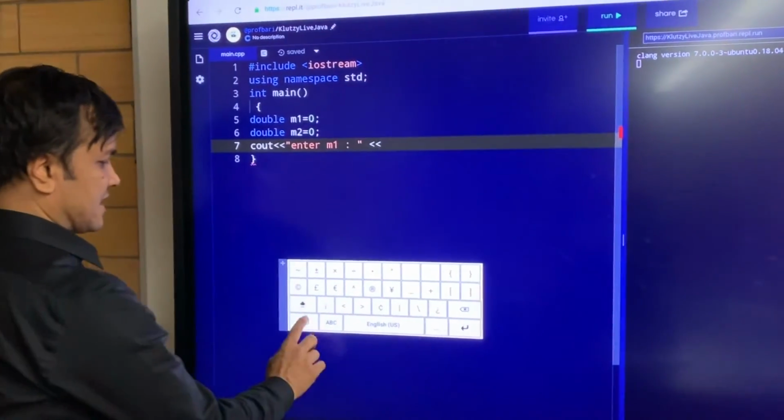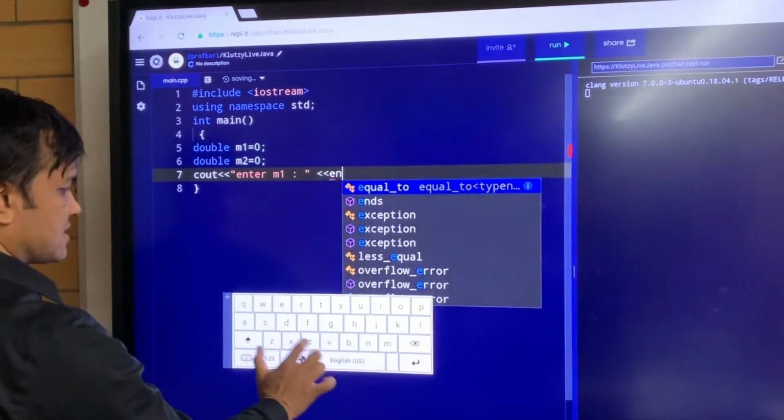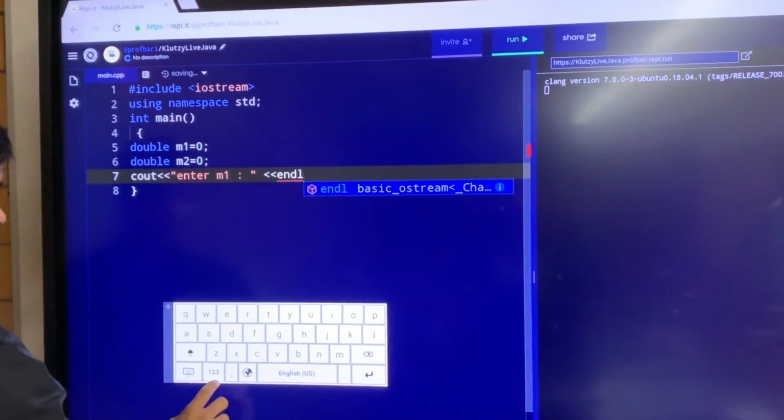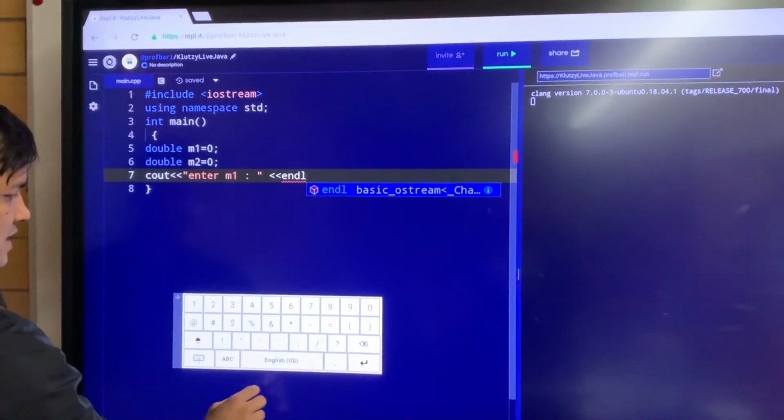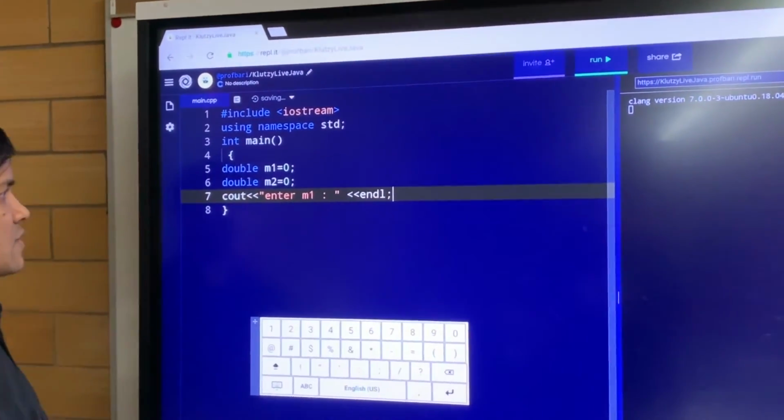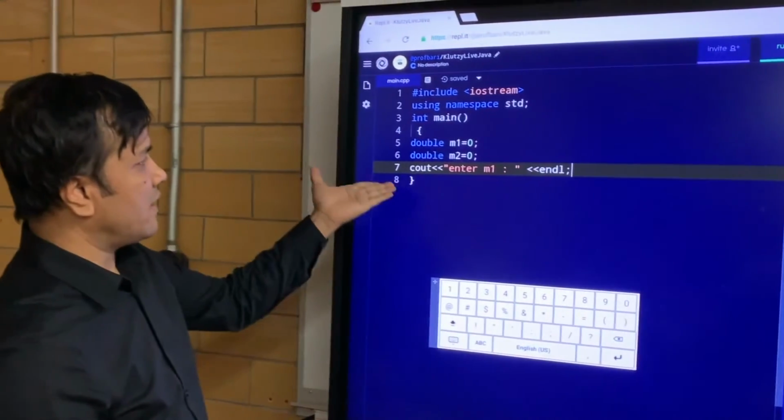So I'm going to write endl. Endl means end line. Okay, I'm going to write endl, and then put the semicolon again. I'm looking for the semicolon. So you see that now I have almost done.